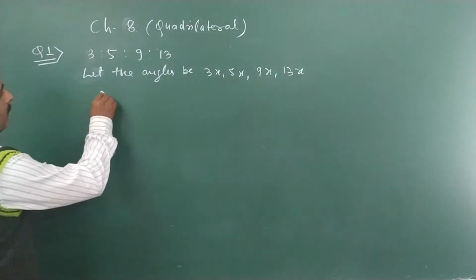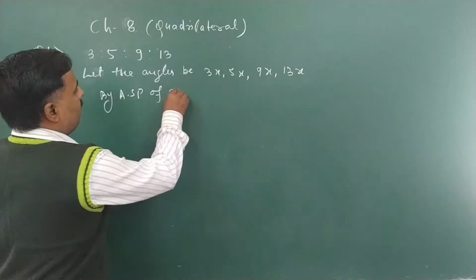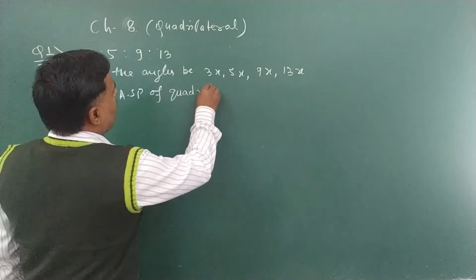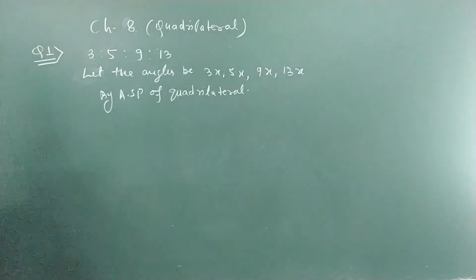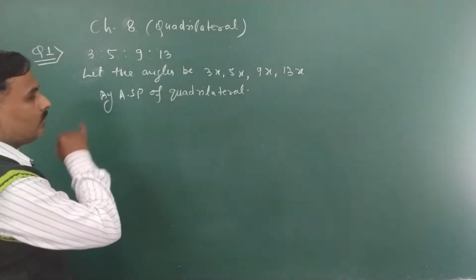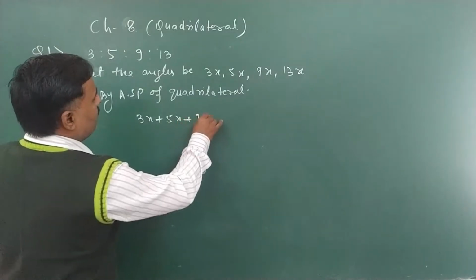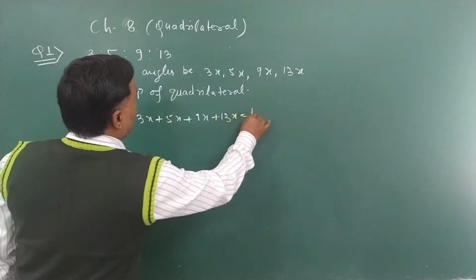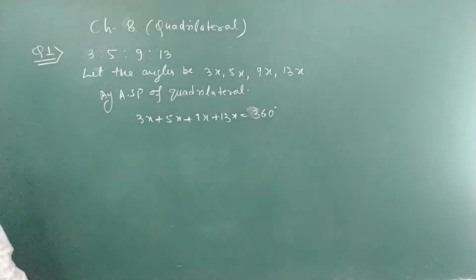Now, by applying the angle sum property of a quadrilateral, which means the sum of all the angles is equal to 360, I'm just adding: 3x plus 5x plus 9x plus 13x is equal to 360 degrees. Now from here we can find out the value of x. So what is the value of x?